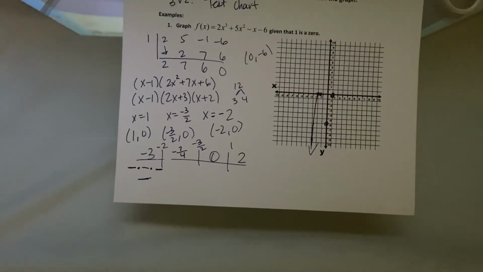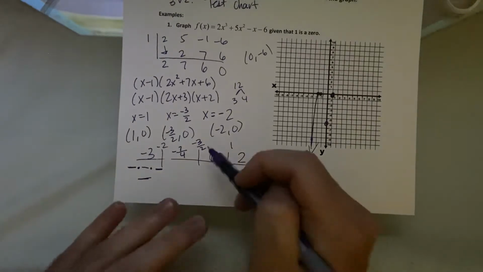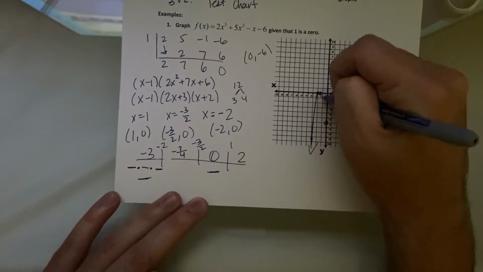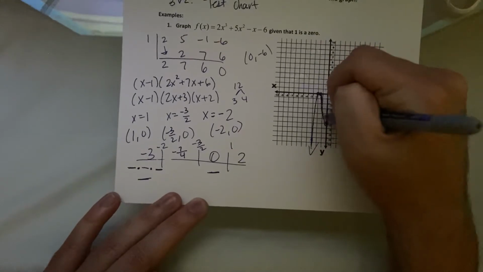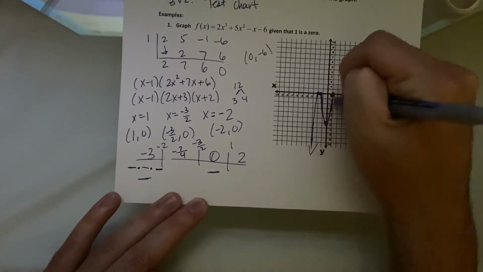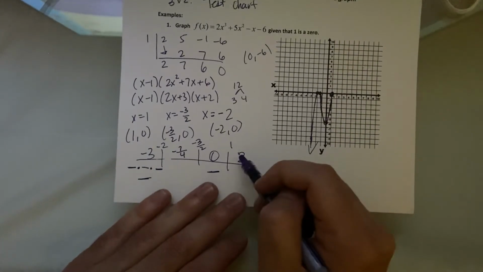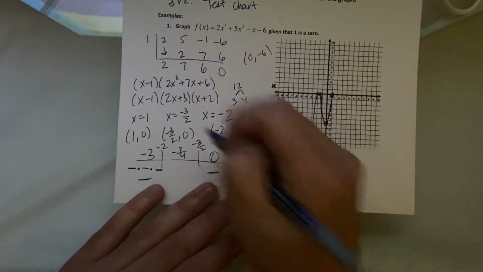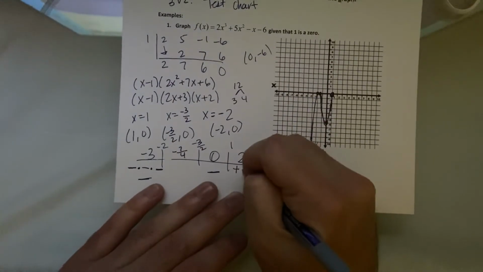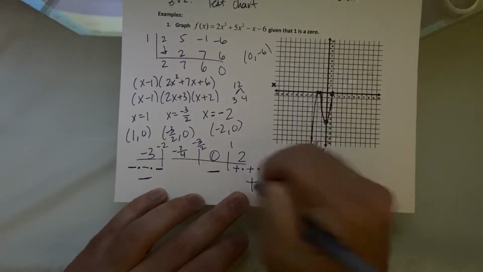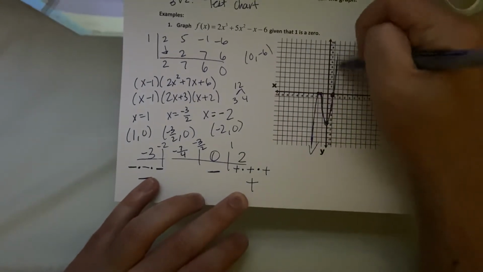Since this is a sketch, I'm not super concerned by exactly where it is, but it is important to know that it's going down. We already plugged in 0 and got negative 6, so we know these values are negative here. So it's going down, but if it's going down here, it's got to turn around to get back up to the 0 at 1. Now if I plug in 2, 2 minus 1 is positive, 2 times 2 plus 3 is positive, and 2 plus 2 is positive. Positive times positive times positive is positive, so I know it's going up.